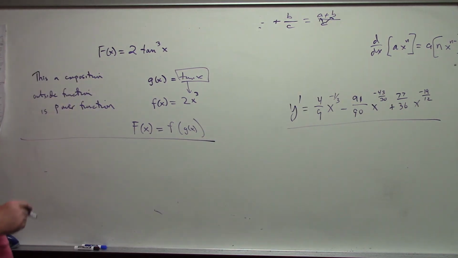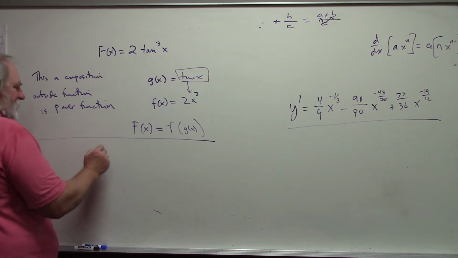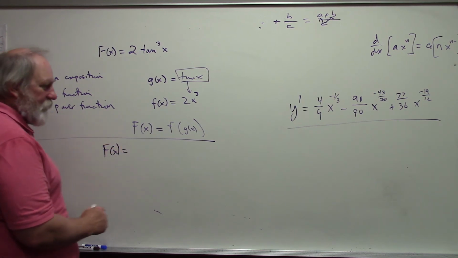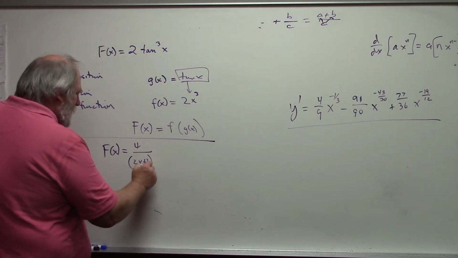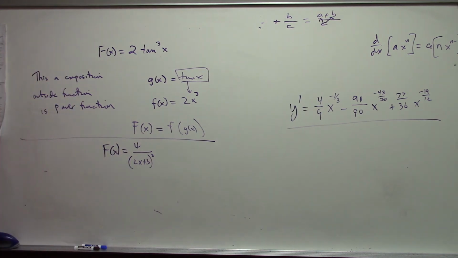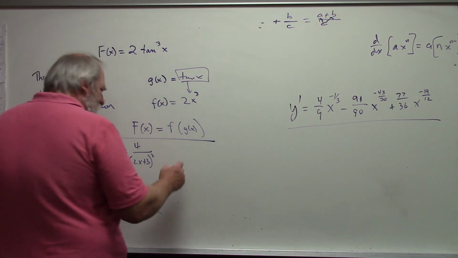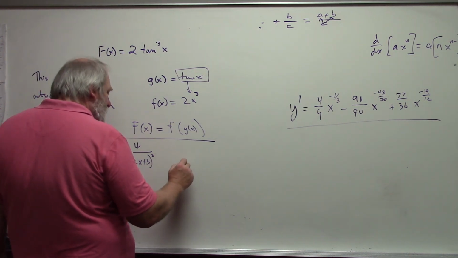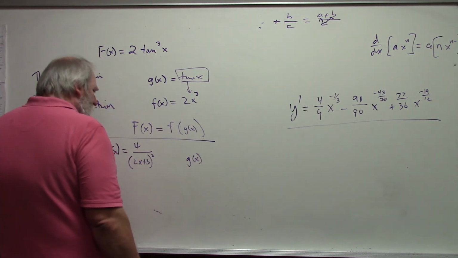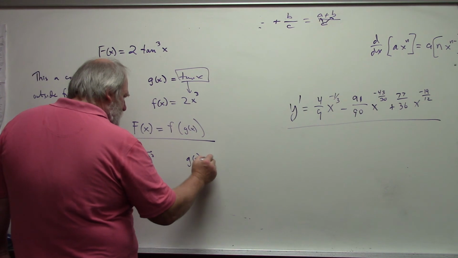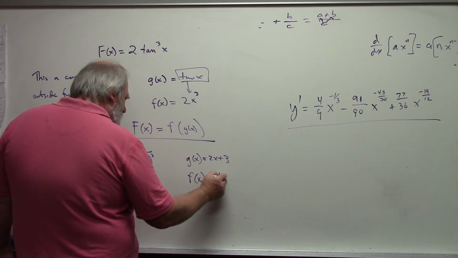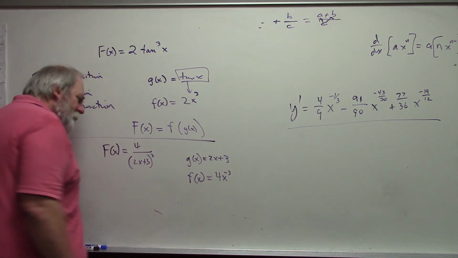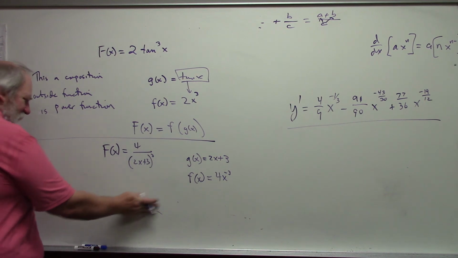Similarly, another example, if I have capital F of x equal to 4 over 2x plus 3 quantity cubed. Again, I can write this as a power function. I can write this as my little g of x, the inside function, being 2x plus 3, and the outside function, f of x, being 4x to the negative 3. And notice that we get exactly what we started with.